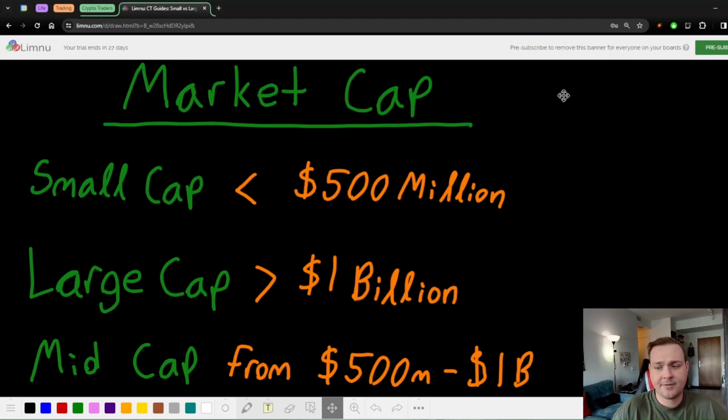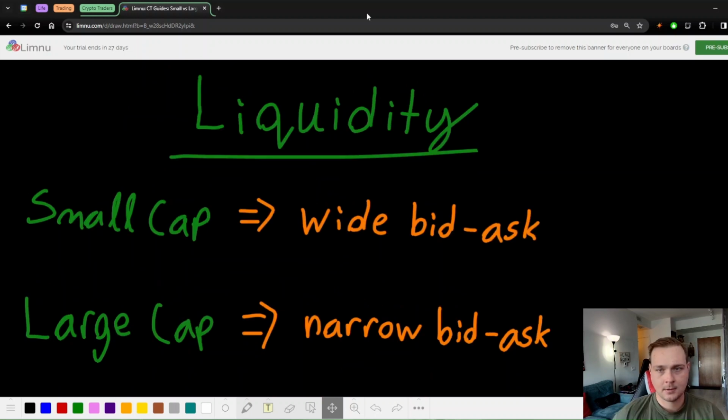And to finish up, there's also kind of a mid cap range, between the 500 million to 1 billion, between the small and the large cap. Those are tokens that are kind of up and coming, but haven't yet breached the top 100 where most of the large cap tokens are. Examples of mid cap tokens would be Pendle, CRV, and IOTA.